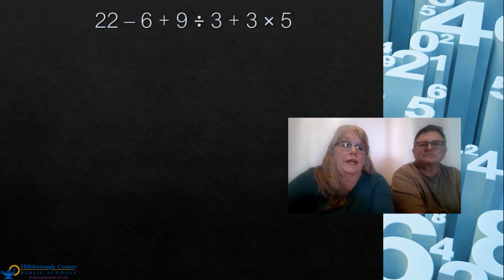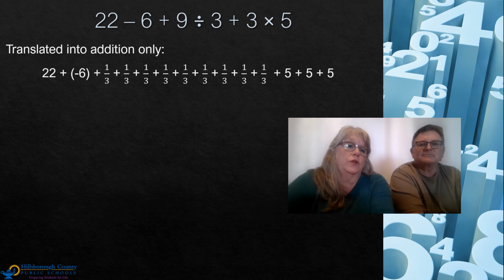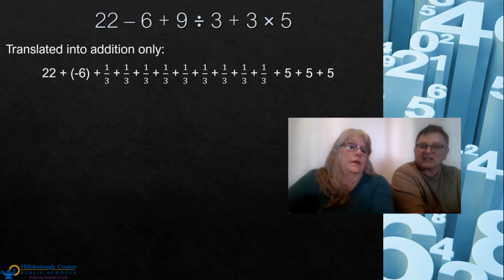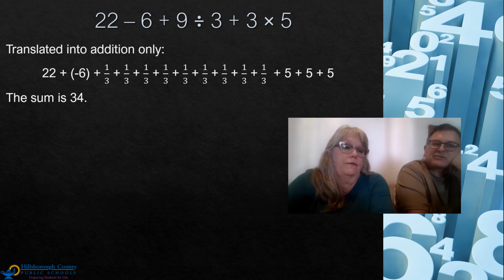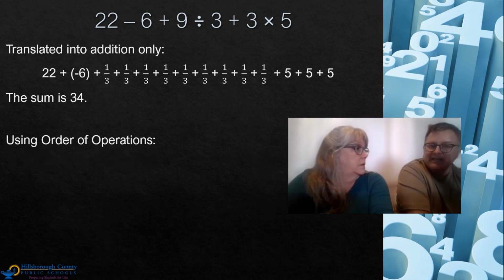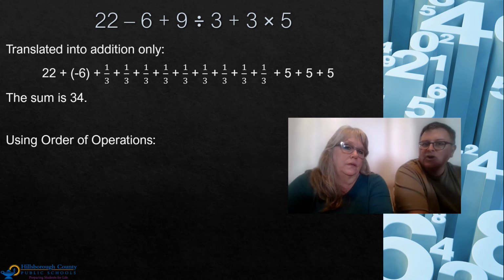Here again, I can turn this expression into addition only. So if I translate it into addition only, I've got 22 added to a -6. And then I'm going to add 9 groups of 1/3. And then I'm going to add 3 groups of 5. So translated into addition only, if I solve that, I'm going to get a sum of 34. And that's what 9 divided by 3 is. If you want to think about that as the inverse operation of addition, it's adding 1/3 9 times. Correct.